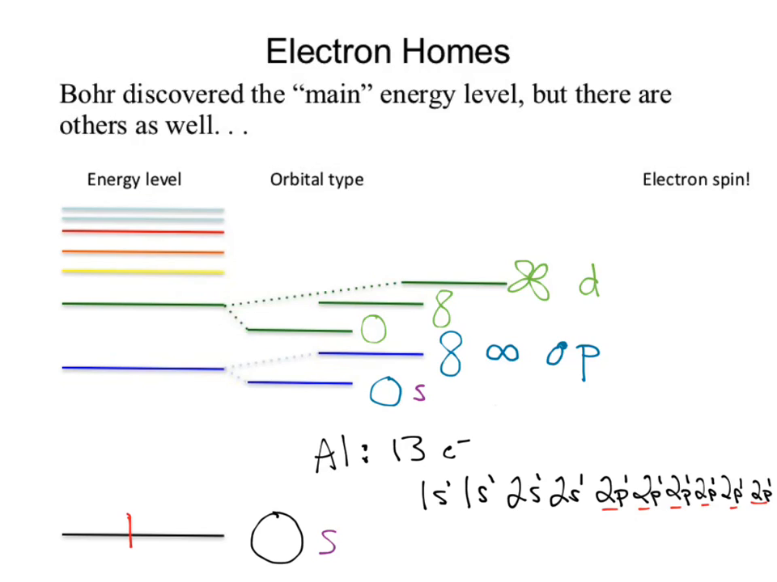Really irritating to write each and every single one of them out. So if they're in the same sublevel, condense. 1s2, 2s2, 2p6. Does everybody see where those are coming from? We're looking at the periodic table, we're just moving element by element, adding an electron in each time. We move up to 3s2, 3p1. And there's our electron configuration for aluminum.